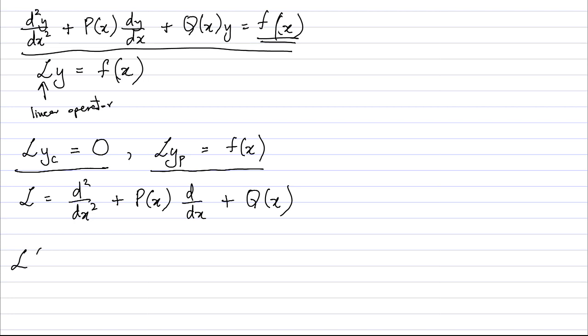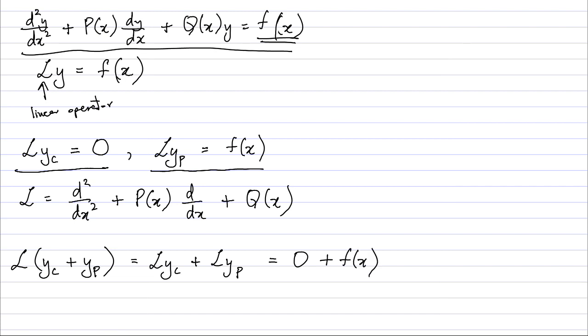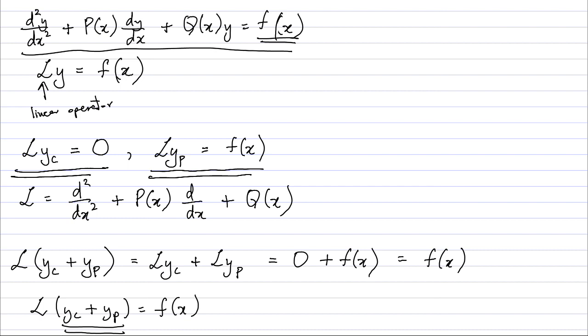Now if I act this linear operator on the sum of yc and yp, by the definition of linearity I get that this is equal to L yc plus L yp, and this is then equal to 0 plus f of x, using these two equations. And so this is equal to f of x. In other words, you have obtained that L of yc plus yp is equal to f of x, and so yc plus yp is the most general solution to your second order linear differential equation.